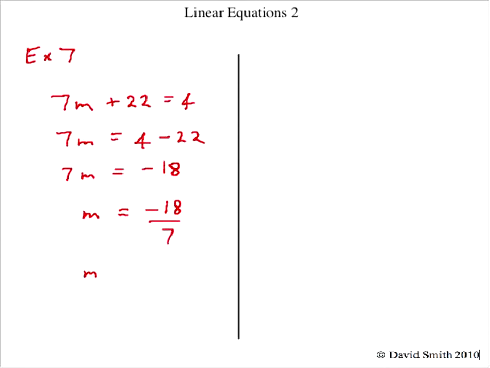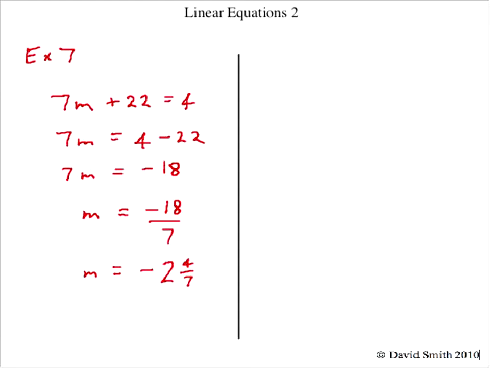A negative divided by a positive gives a negative number. 7 goes into 18 twice, 4 left over, so it's minus 2 4/7. If we divide them by 7, the remainder tells us how many sevenths there are, in addition to the whole numbers.